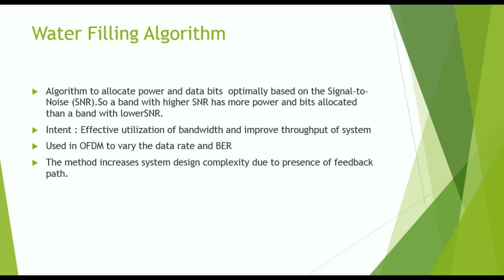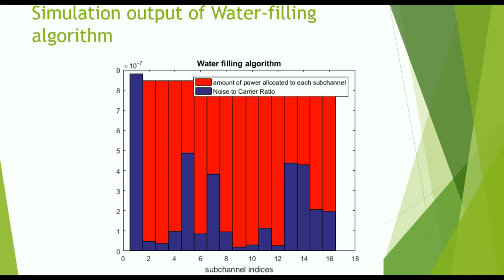In OFDM, the water filling algorithm is used to vary the data rate and BER. This method does increase the complexity of the design because feedback is involved. Here we see the simulation output of the water filling algorithm, where we can see that based on the noise to carrier ratio, the amount of power allocated is higher.